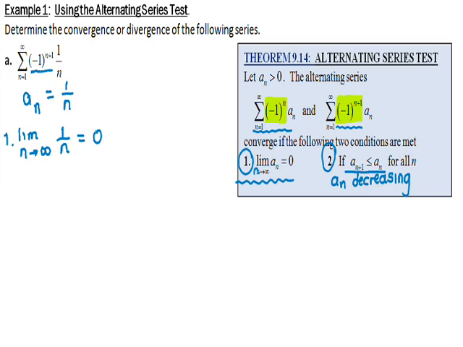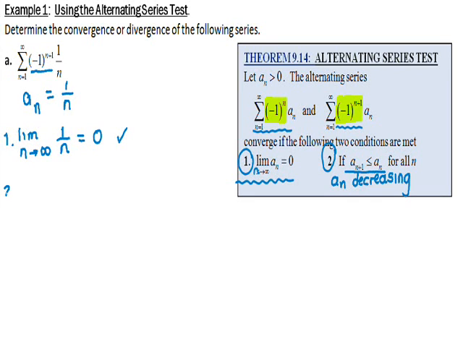It probably doesn't require the use of L'Hopital's rule, but just to make sure that you're aware, if you do take the derivative of the top, you would get a 0, and if you take the derivative of the bottom, you would get a 1, and then, of course, there's no n to replace with infinity, and you get a result of 0. So we're pretty sure that we do have a limit of 0. So condition 1 is met.